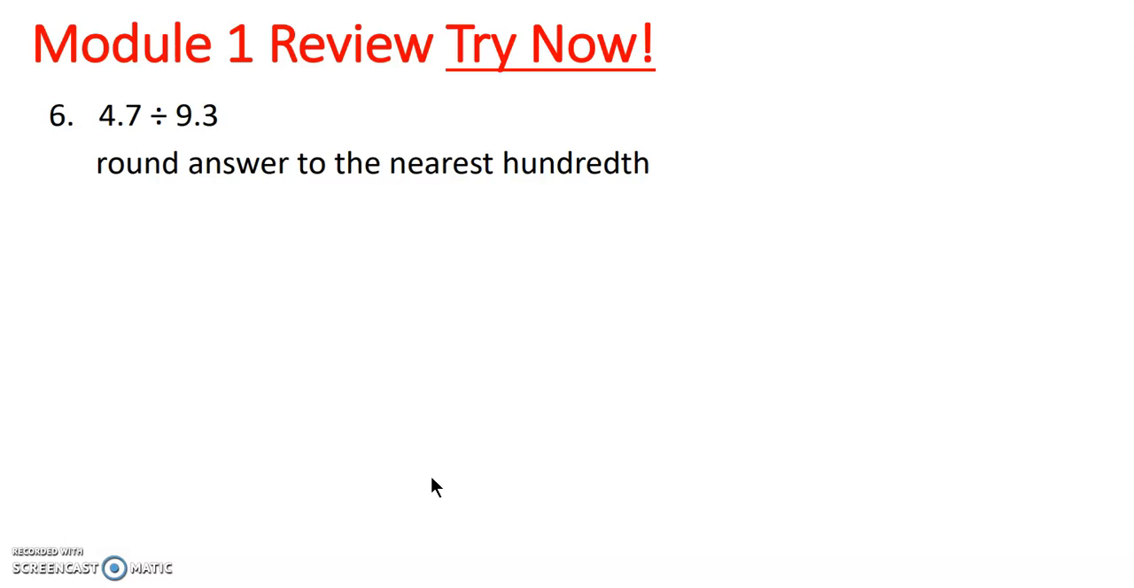We're going to round our answer to the nearest hundredth. What we need to be very careful about is when we set up our long division to not flip the numbers in the wrong order. We have 4.7 divided by 9.3. The 9.3 is the divisor. That one, even though it's larger, goes on the outside. So your second number goes on the outside. If it's written in fraction format, the denominator is your divisor. That goes on the outside.